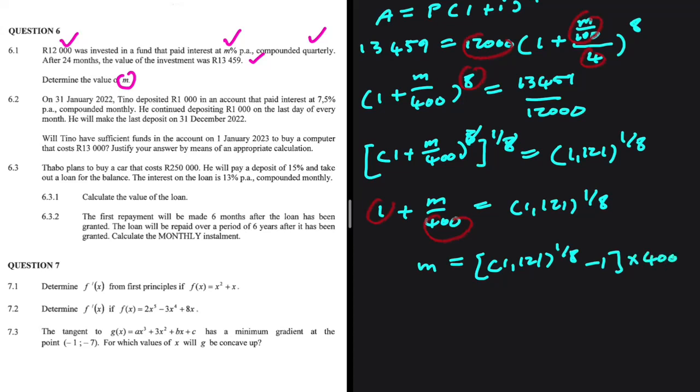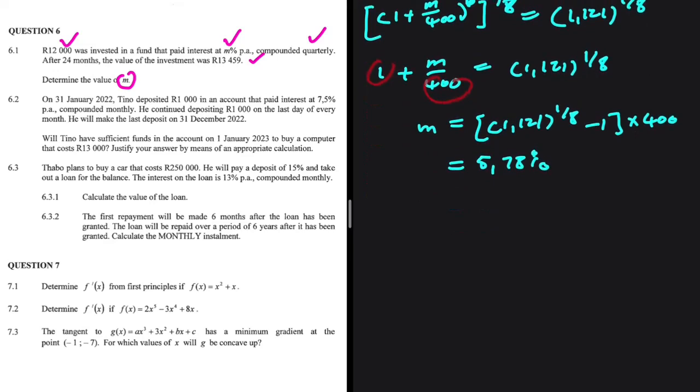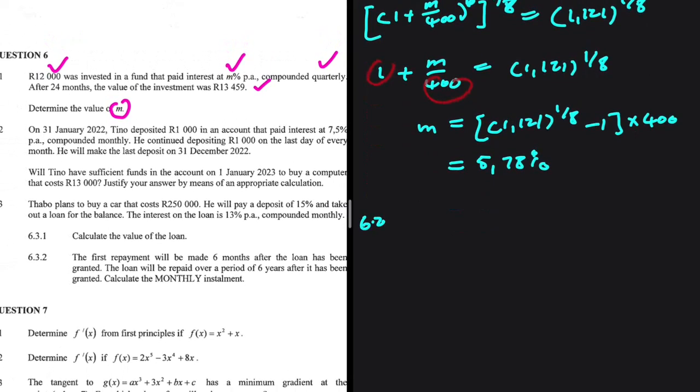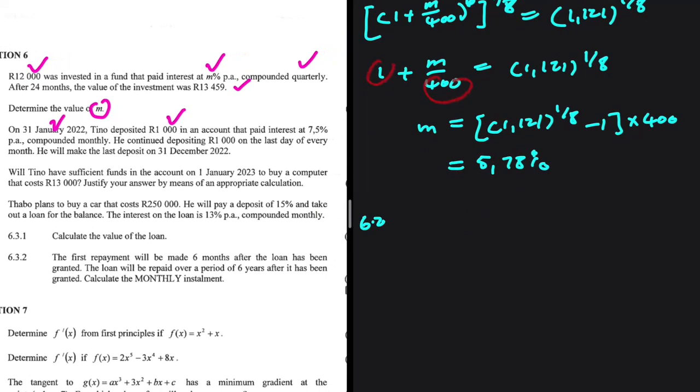That's all we need to do to find the value of m, which is equals to 5.78%. Let's go ahead and do 6.2. In 6.2, on Jan 31st, somebody deposited 1,000 in an account that paid interest at 7.5% per annum compounded monthly.